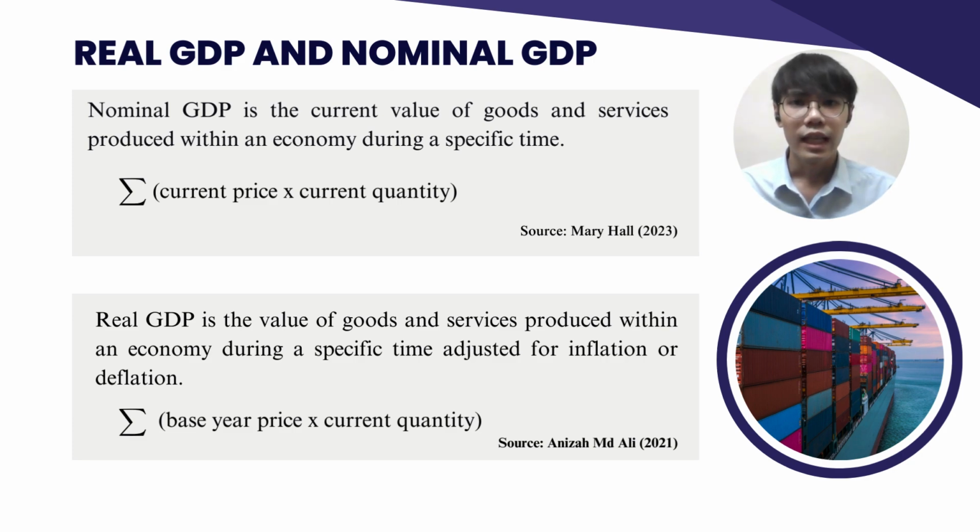Now I'm going to discuss real GDP and nominal GDP. Nominal GDP is the current value of goods and services produced within an economy during a specific time. The formula is the summation of current price multiplied by current quantity. Real GDP is the value of goods and services produced within an economy during a specific time, adjusted for inflation or deflation. The formula is the summation of base year price multiplied by current quantity.